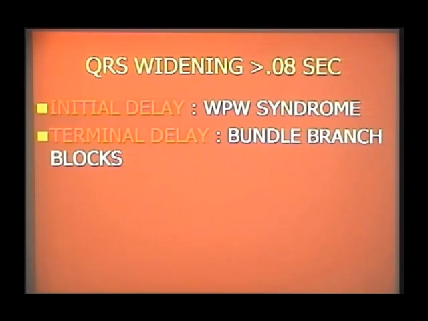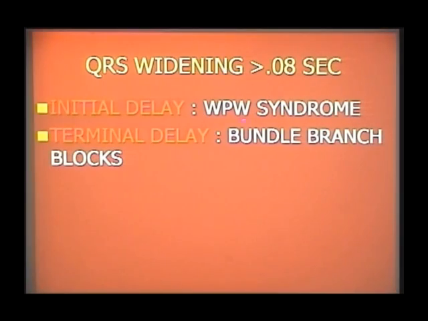Once you decide it is a QRS widening, then you have to see carefully whether the widening is due to the initial portion of the QRS complex or the terminal portion. Some QRS is widening because of the initial delay, whereas in other cases it may be the terminal delay. Whenever there is an initial delay, we must suspect a pre-excitation syndrome like Wolff-Parkinson-White syndrome. Whenever the terminal portion of the QRS is delayed, you must suspect a bundle branch block, either right or left.